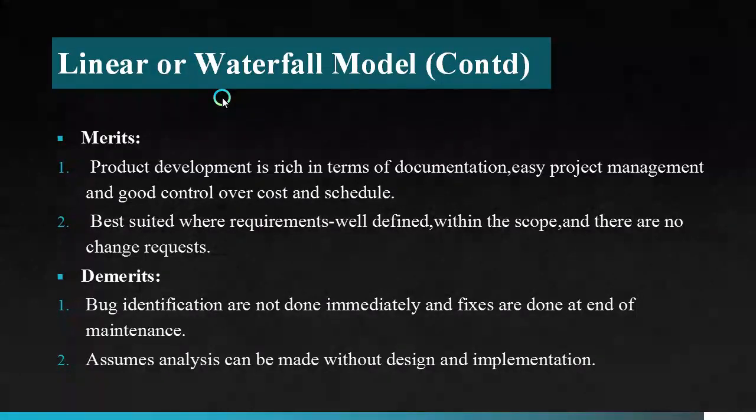Merits. Product development is rich in terms of documentation, easy project management and good control over cost and schedule. As we discussed, in each phase there is a lot of activities taking place, so the documentation is rich. Easy project management because it is unidirectional and all the requirements are considered. So there is easy project management and good control over cost and schedule. There is no going back from one phase to the previous phase, hence there is good control over cost. Best suited where requirements are well defined within the scope and there are no change requests. As we discussed, the requirements are primarily taken from the customer. Therefore, in between, if the customer requests for some changes in the requirements, it is not acceptable. That is, the requirements should be well defined.